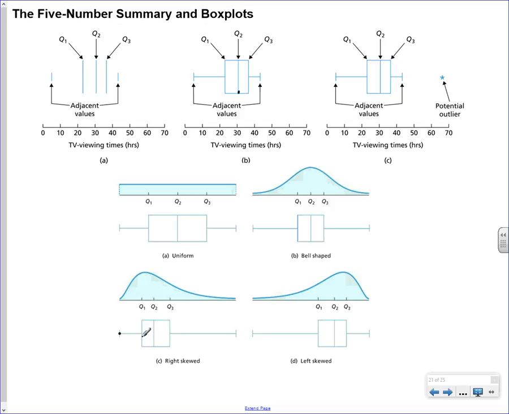So you start with the minimum value, then you have Q1, your median, then Q3, and then your maximum. Okay, so you've got these 5 points. Then around Q1 and Q3, so your middle 50% of the data, you make a box. The median gets a line drawn through it. And then you extend the tails out to the minimum and the maximum value. Okay, and that is how you get your box plot.